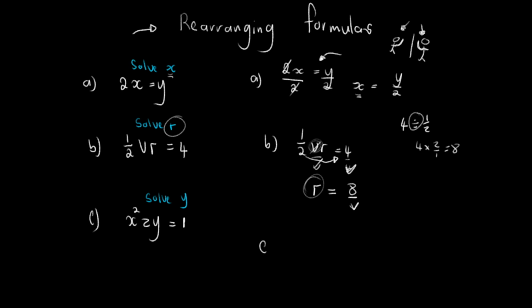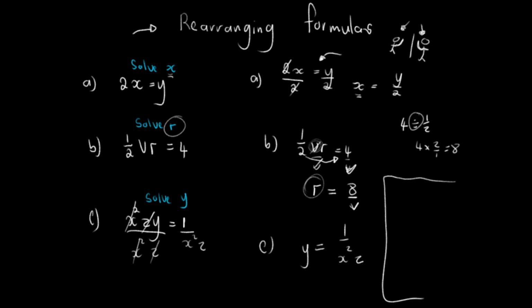So let's look at the final one. The final one is solve y. Interesting. So to get rid of the y's coefficients, which would be z and x squared, I can simply divide both sides by x squared and z. So this x squared will cancel out. This z will cancel out. So to find y, I will simply have 1 over x squared z. Okay, let me do one final one.